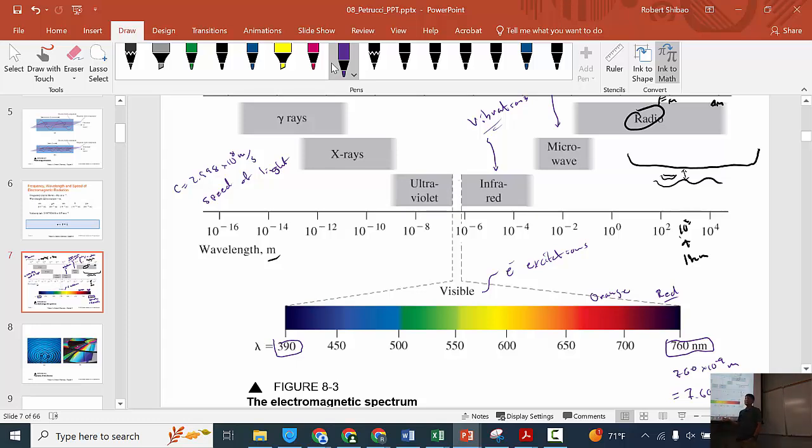But people don't like decimal points for some reason. People hate saying 7.60 times 10 to the minus 7. Everybody wants to say 760. That way we don't need any decimal points and we get 2 decimal places of precision. Does that make sense? This is why they use nanometers.